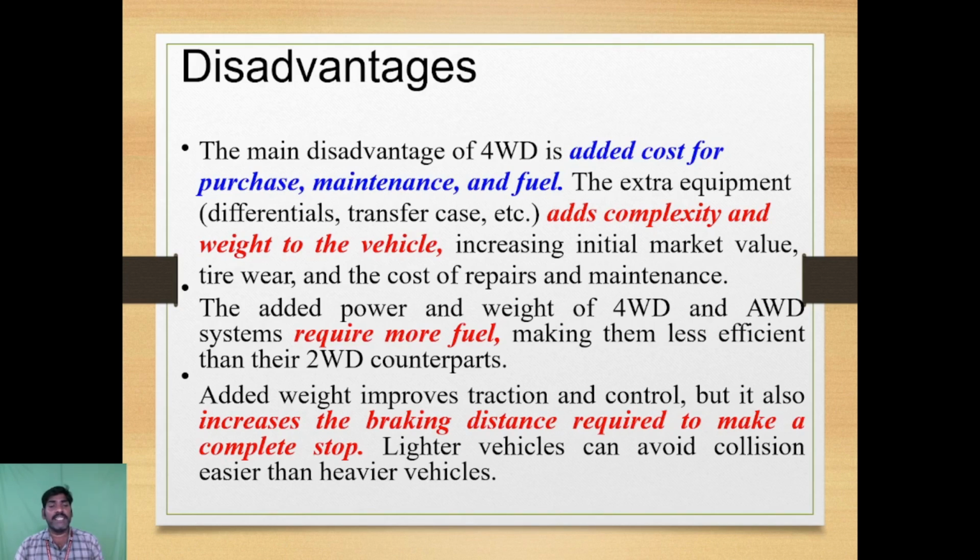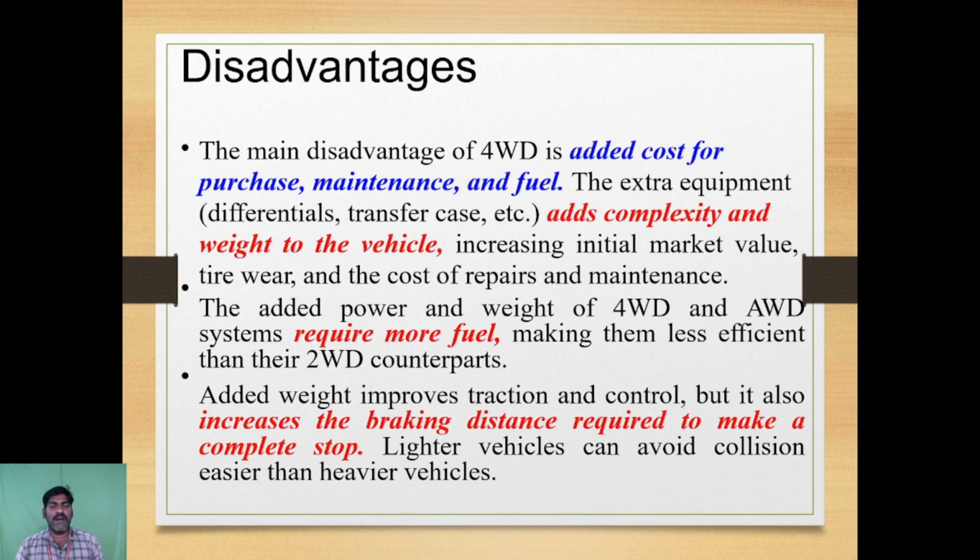Disadvantages: the main disadvantage of four-wheel drive is added cost for purchase, maintenance, and fuel. The extra equipment, first differential, second transfer case, etc., adds complexity and weight to the vehicle, increasing initial market value, tire wear, and the cost of repairs and maintenance.